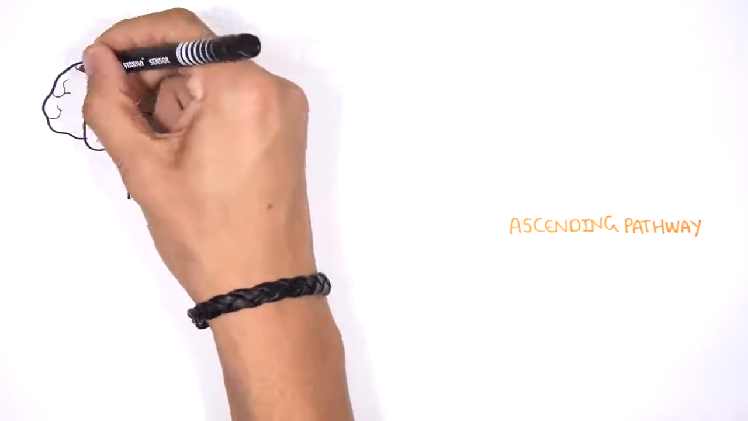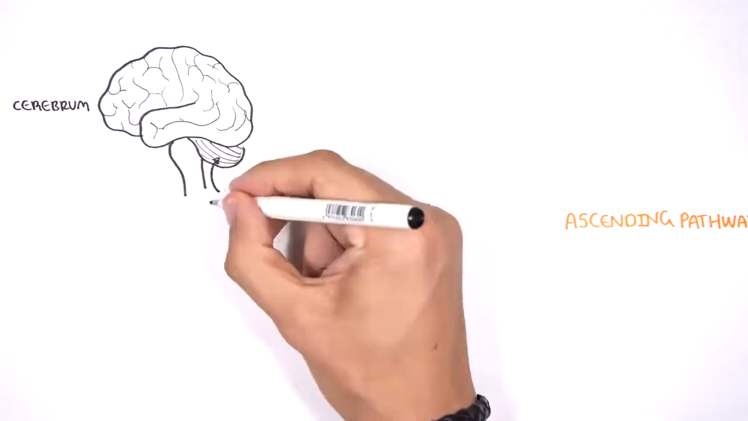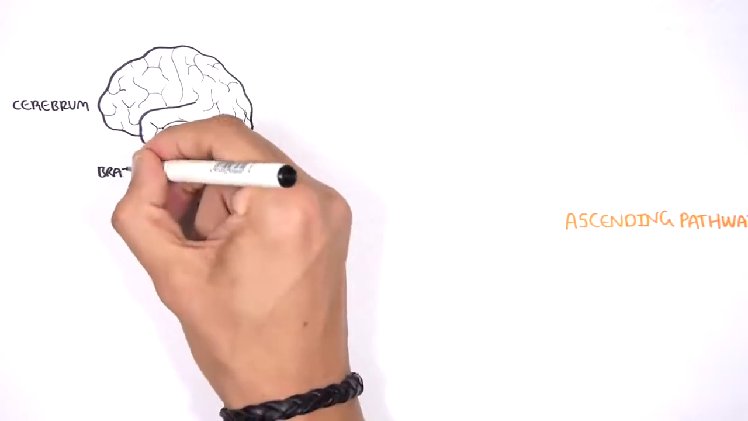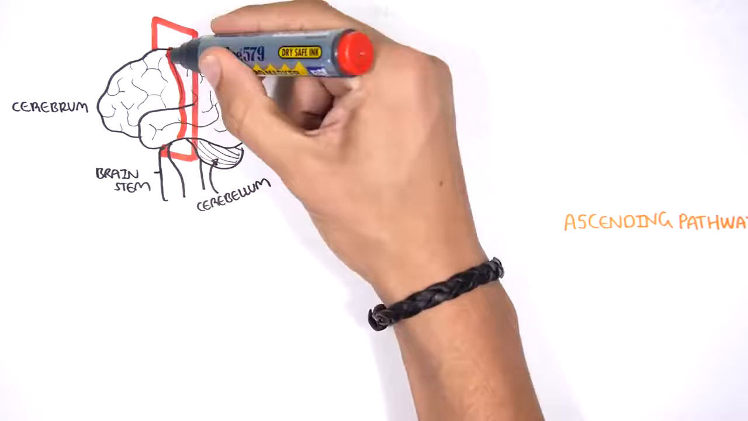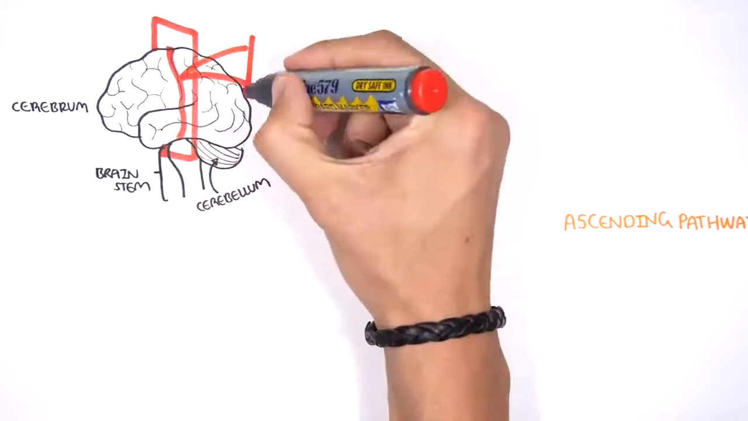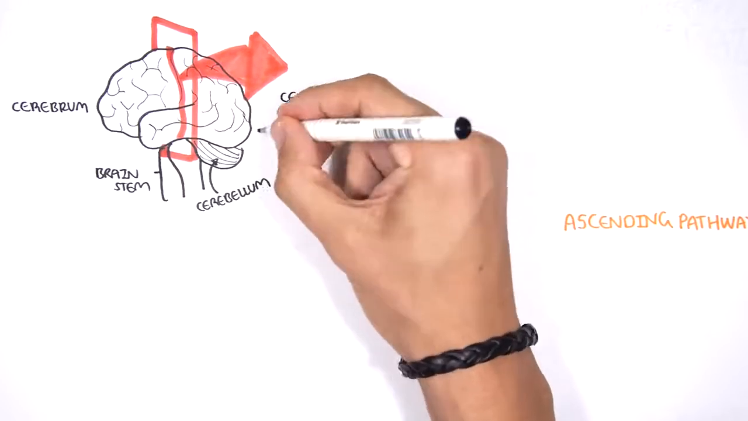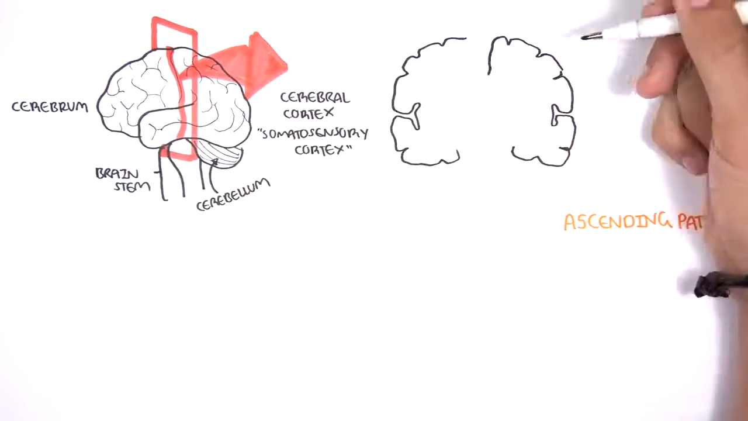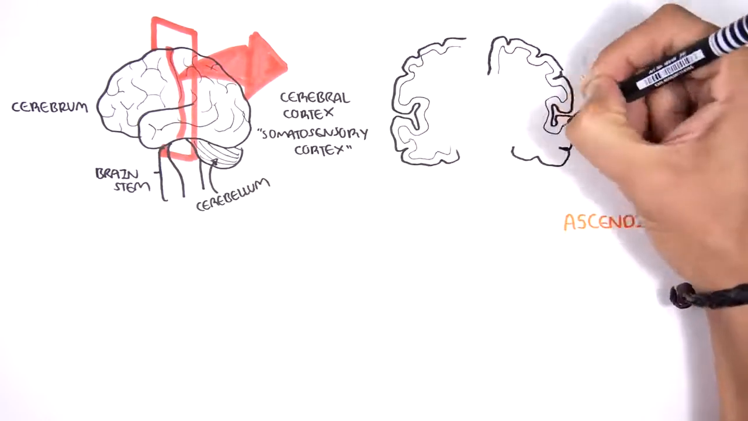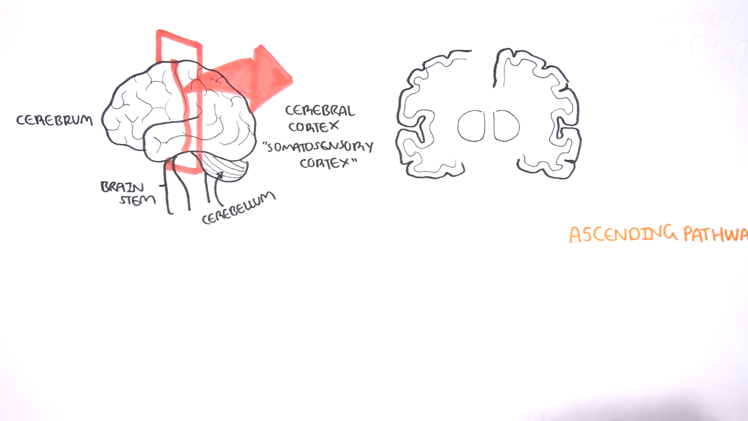Let's recap the brain briefly. Here's the cerebrum, brainstem, and cerebellum. The somatosensory cortex sits posterior to the central sulcus. Let's get a cross-section of the brain like so and zoom into the somatosensory cortex. The somatosensory cortex is an area where sensation is perceived. This includes pain. The somatosensory cortex has areas which correlate to different parts of our body.